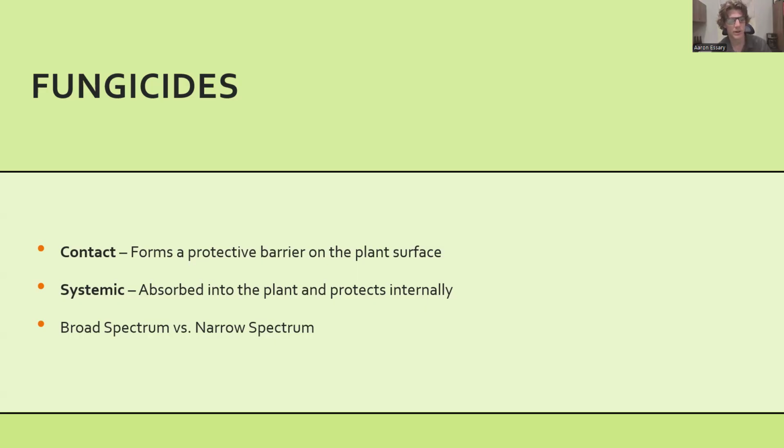And then there's broad spectrum versus narrow spectrum. A broad spectrum will kill a lot of stuff. A narrow spectrum is particular to either black rot or anthracnose. Narrow spectrum is for one or two diseases only.